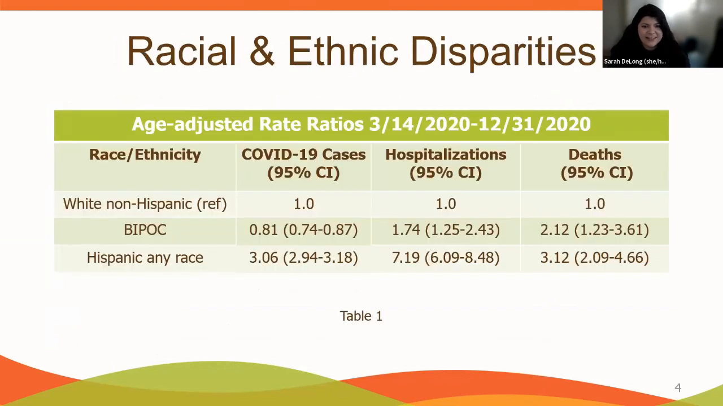So here is an age-adjusted rate ratio from the beginning of the pandemic. It is March 14th, 2020 through December 31st, 2020. And white non-Hispanics were used as a reference group and compared to BIPOC and Hispanic any race. So looking at BIPOC individuals, their case rate was actually lower at 0.81, but their hospitalizations and deaths were significantly higher. The deaths were almost over double the deaths of white non-Hispanics. And then looking at Hispanic any race, the cases, hospitalizations, and deaths were significantly higher than white non-Hispanics, with hospitalizations at over 7 times higher than white non-Hispanics.